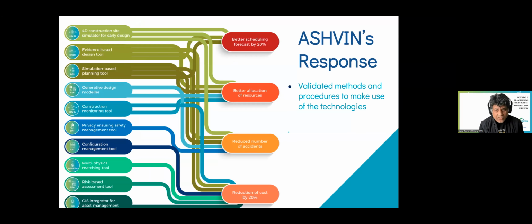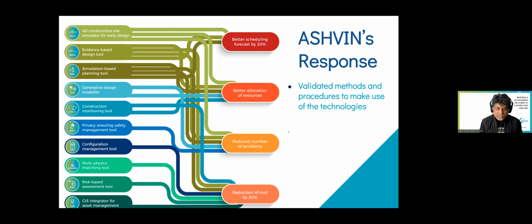These are the tools. So we have 10, 11 tools which have been developed during the project. Those tools have been developed with different knowledge from the research partners and industry partners among different phases of the infrastructure for taking the KPIs. The KPIs that every industry is looking for are better scheduling forecast, better allocation of the resources, reduced number of accidents, and reduction of cost by 20%.